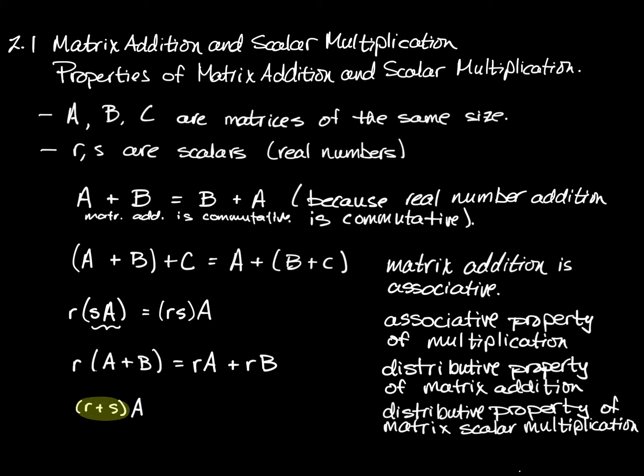These are just real numbers. So if r is 5 and s is 7, then r plus s is just 5 plus 7, which is 12. And that's just a new scalar. What this property says is that I can choose either to add the scalars together first and then multiply matrix A by this new scalar, or I can multiply A first by r and then by s and then add them together, and you'll get the same result.